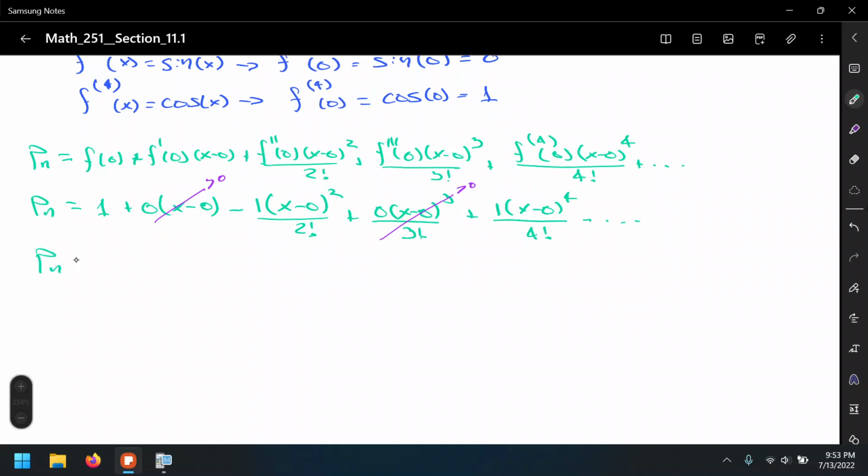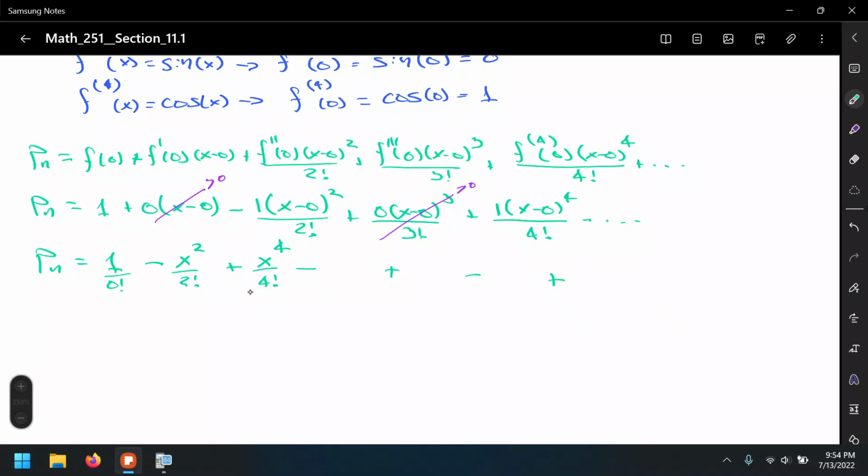So p sub n equals 1 minus, okay, x minus 0 is simply x squared over 2 factorial. Let's leave it as a 2 factorial for now, plus 1 times x minus 0, that's just x to the 4th power over 4 factorial. Well, did you see the pattern here? And notice how we have positive, negative, positive, then another negative, then another positive, and then another negative, and then another positive, etc.